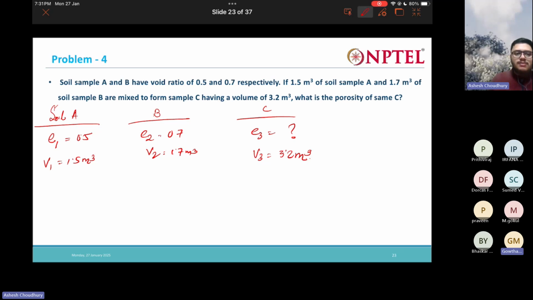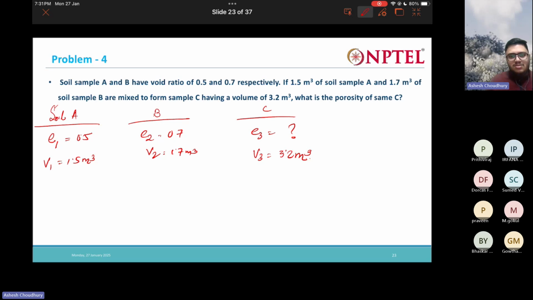We have the void ratio, so we can bring in the porosity. We know porosity equals volume of voids upon total volume. So we know the porosity and the total volume, so we can find the volume of voids. In a similar way, we can find the volume of voids for soil B. On combining these two, the volume of voids will not change. Then we can find the porosity of that sample, no?